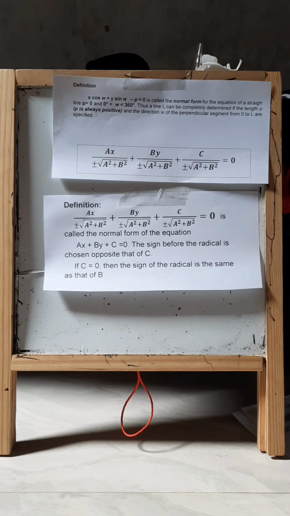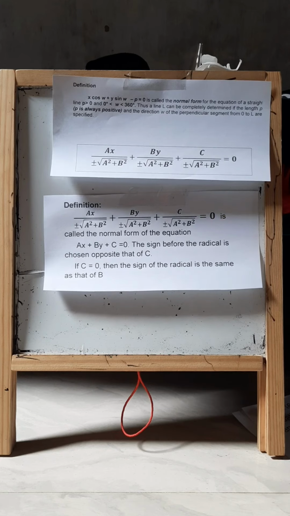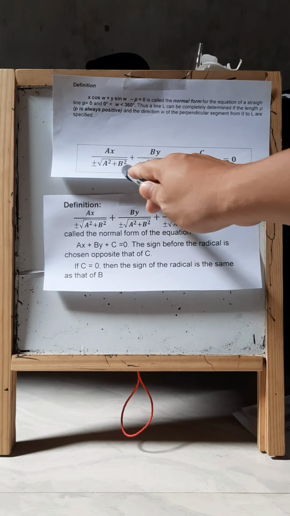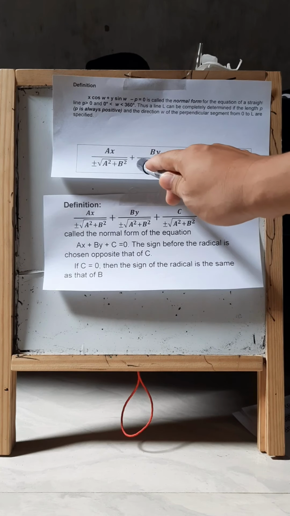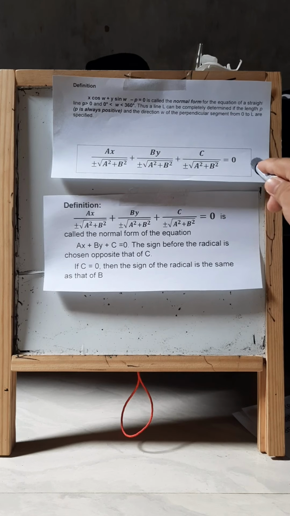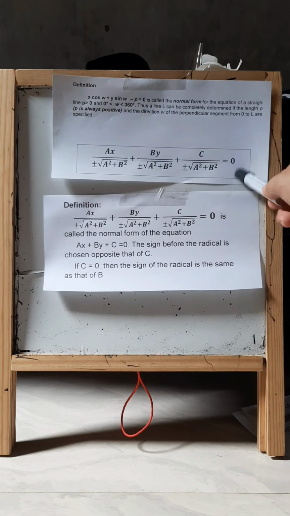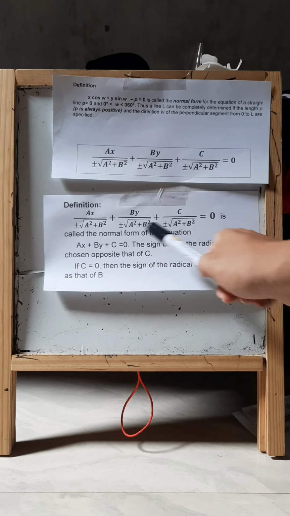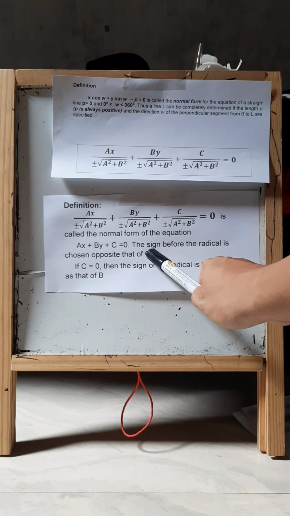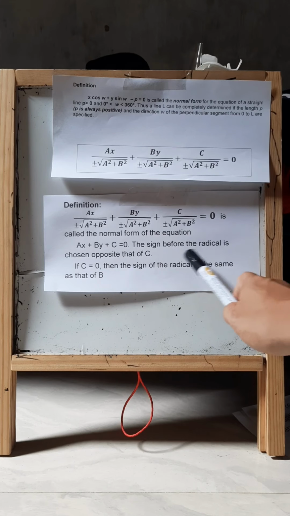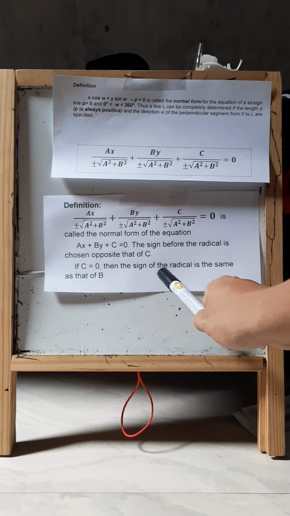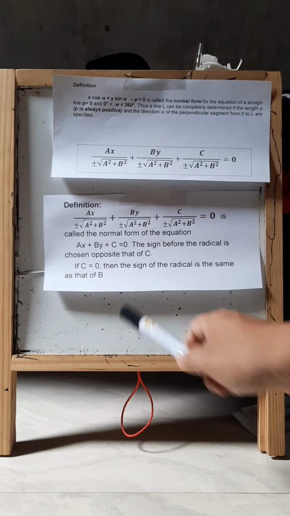Okay, there's another equation here. Ax over plus or minus square root of a squared plus b squared, plus by over plus or minus square root of a squared plus b squared, plus c over plus or minus square root of a squared plus b squared equals 0. What do we call this equation? This is called the normal form of the equation ax plus by plus c equals 0. The sign before the radical is chosen opposite that of the c. If c equals 0, then the sign of the radical is the same as that of b.